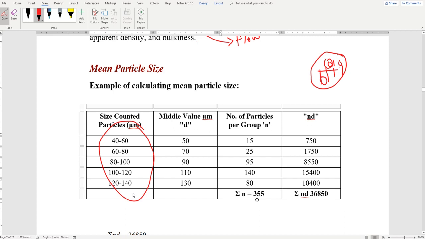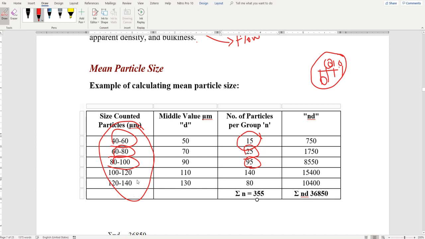The easier thing is to have what? To have the number of particles in the group 40 to 60, the number of particles in the group 60 to 80, the number of particles in the group 80 to 100, and so on. So how do you do that?